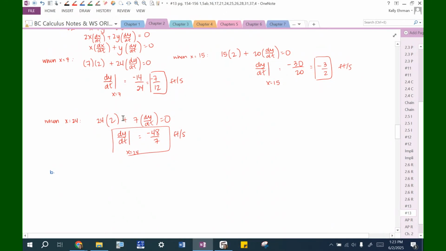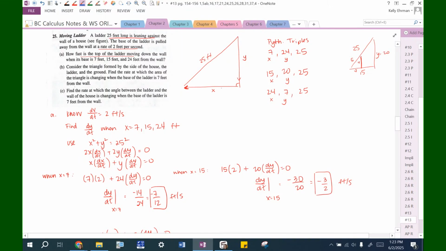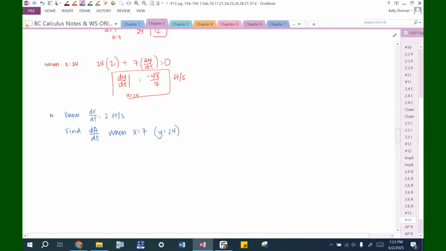So we still know, I should say, dx/dt is equal to 2 feet per second. They're asking me to find the area, so I'm going to call it dA/dt when x equals 7. And remember, we know that also means y is 24. Probably need that. And what is the area of a triangle? It's 1/2 its base times its height. So the area here, I'm going to use area equals 1/2 base times, not base times height though, x times y.